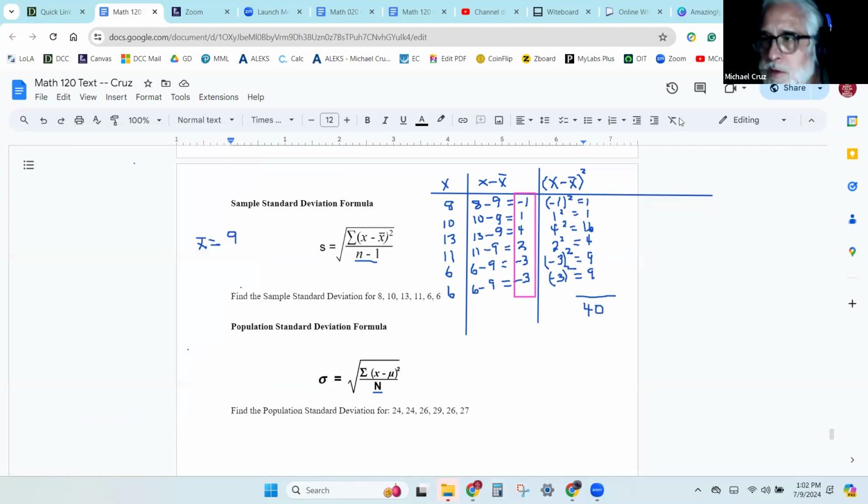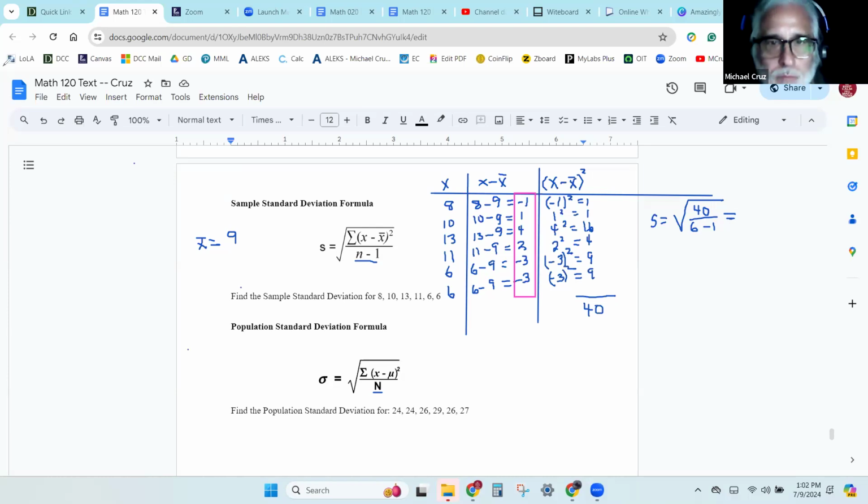All right, so I'm going to take that 40. So our S here is equal to 40, and down here is the N minus 1. We have 1, 2, 3, 4, 5, 6 pieces of data, so we're going to subtract 1. This is a sample, so we have to be conscious of error, and that's why we do that.